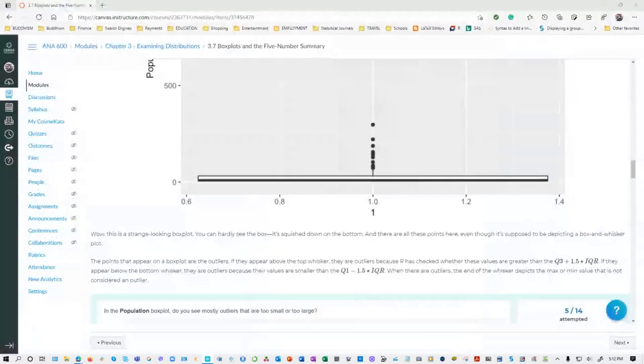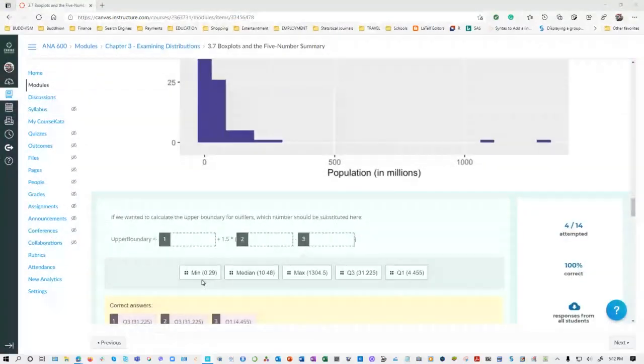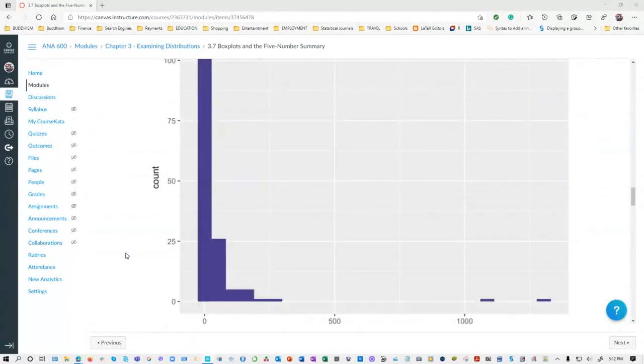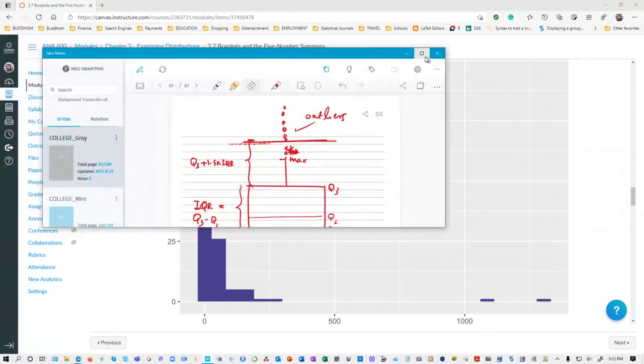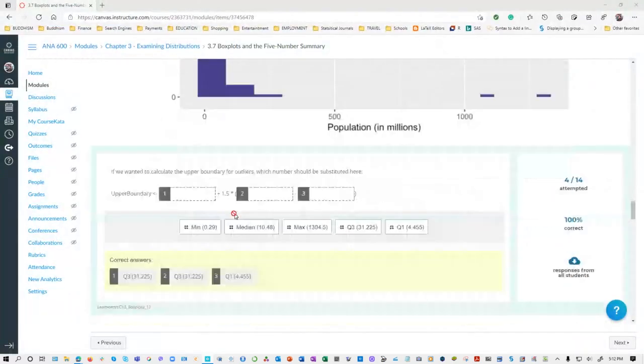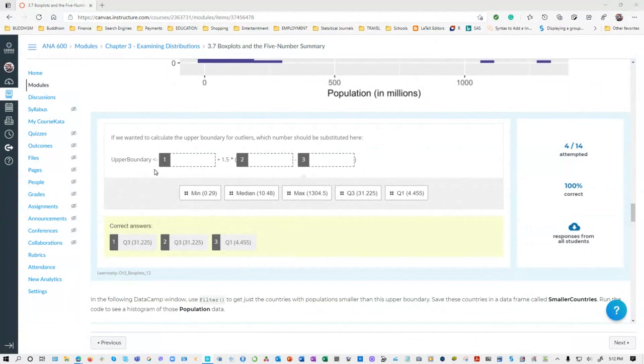What are the outliers? This is called the upper bound for outliers, the upper boundary. This one is the lower bound for the outliers. Upper boundary for outliers, lower boundary for outliers. You can say that the upper boundary is going to be Q3 plus 1.5 times (Q3 minus Q1).